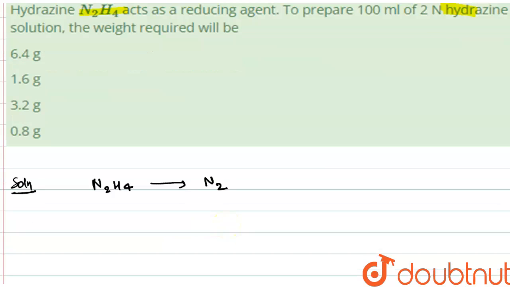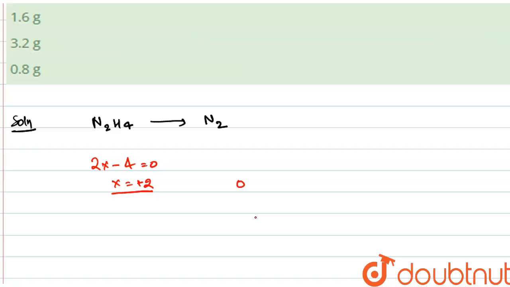Here the oxidation state of nitrogen can be calculated as follows. Let the oxidation state be x, so 2x minus 4 will be equal to 0 and x will be equal to plus 2. The oxidation state of nitrogen in N2H4 is plus 2 and the oxidation state of nitrogen in N2 is 0. So the change will be 2, but there are 2 nitrogens, so the change per molecule will be 4. Therefore, the valency factor is equal to the change in oxidation state per molecule, which is equal to 4.